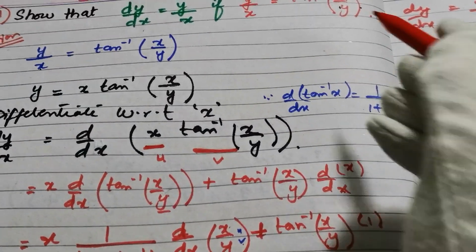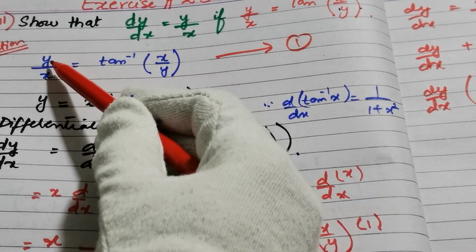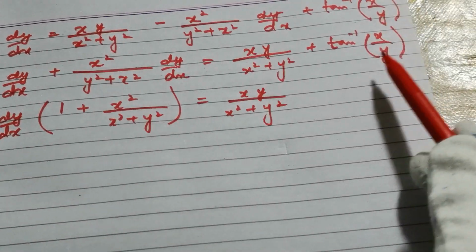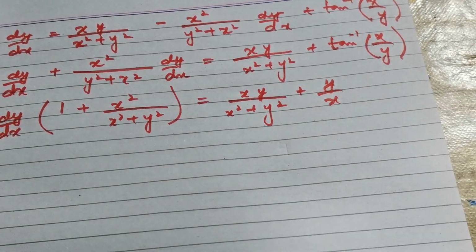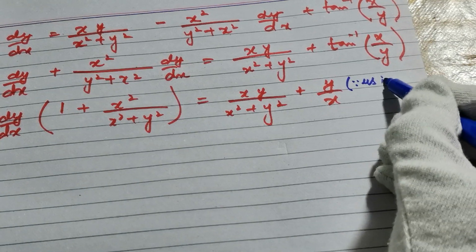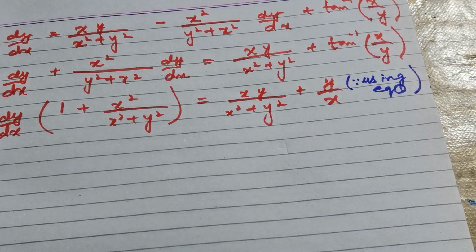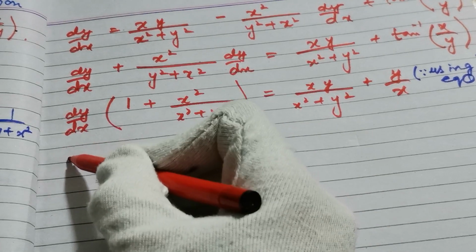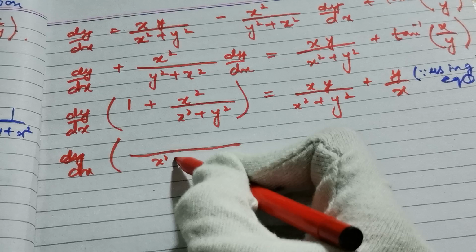This we named as equation 1: tan inverse of x/y is equal to y/x. So we will write tan inverse of x/y as y/x, because we are using equation 1. Further, what we will do, we take dy/dx as it is and the LCM x squared plus y squared.